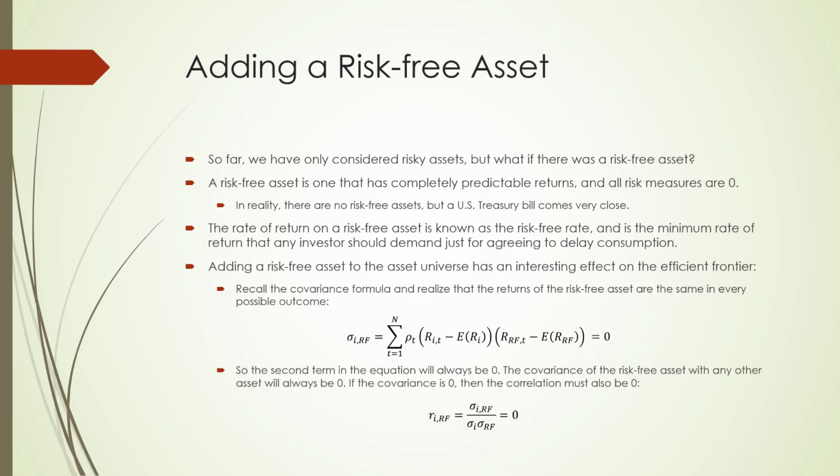Also, the correlation will always be 0 between the risk-free asset and any other asset. So remember, the correlation is the covariance divided by the product of the standard deviations. And if that numerator is 0, then the correlation must be 0. There is a little problem with the fact that in the denominator, the standard deviation of the risk-free asset is 0, and so you get a 0 denominator. But by assumption, the correlation is 0 because the covariance is 0. This very special property of the risk-free asset leads to some interesting outcomes.